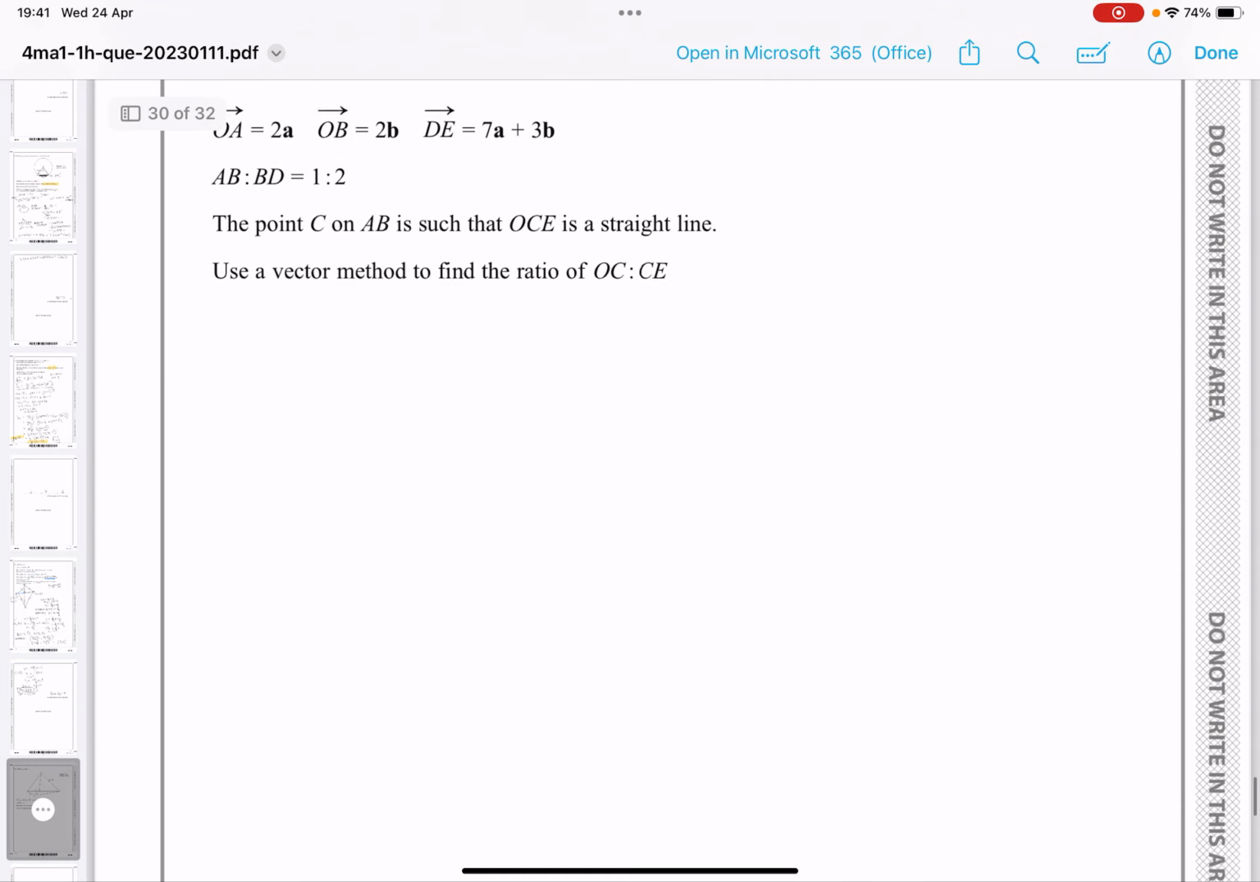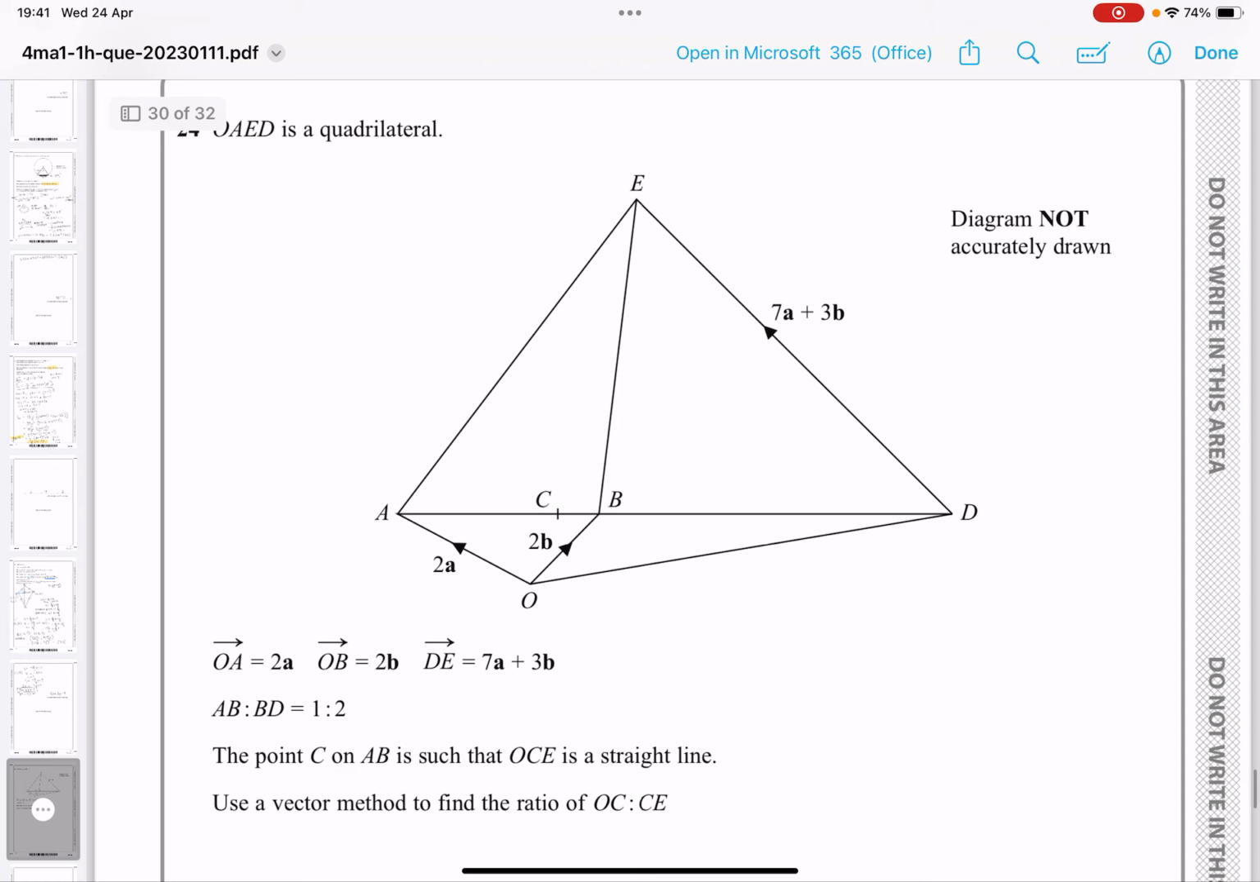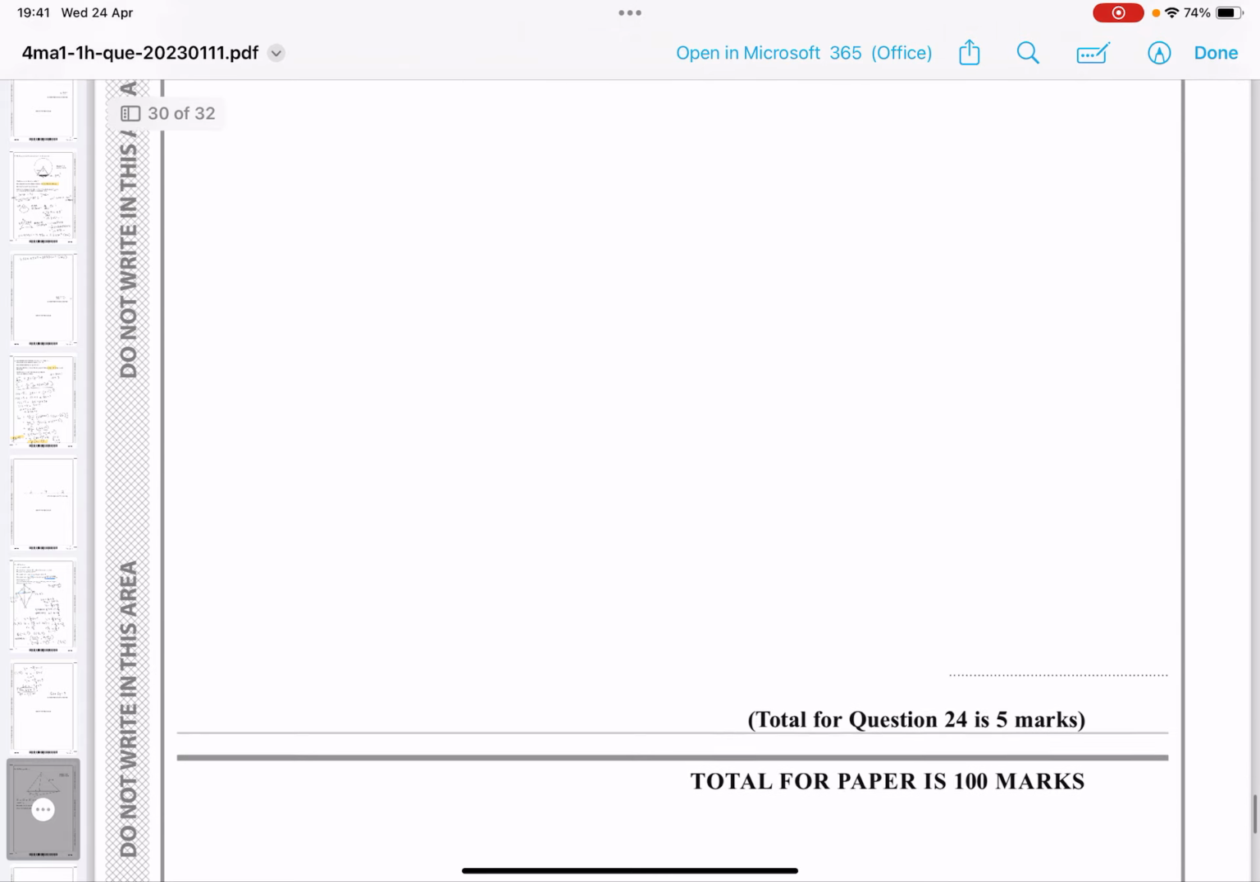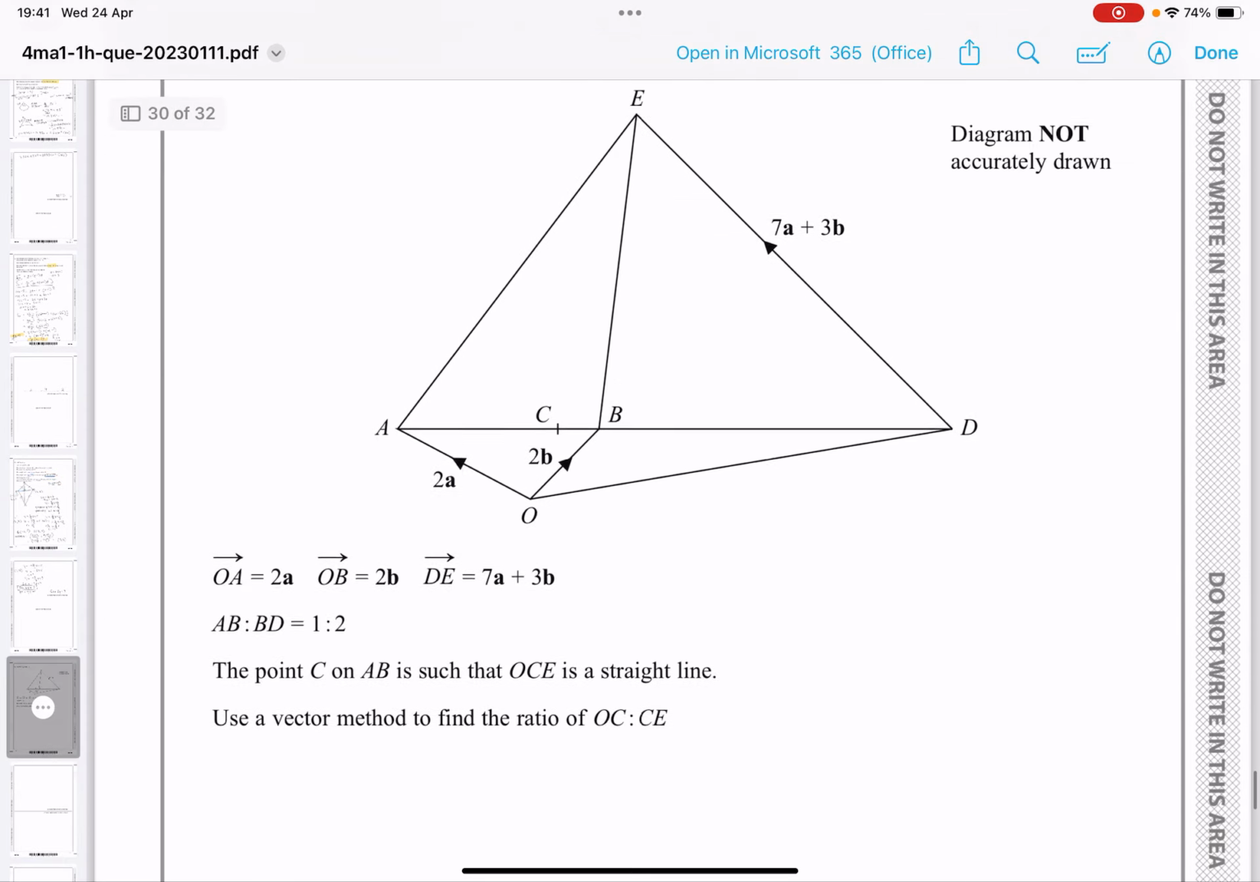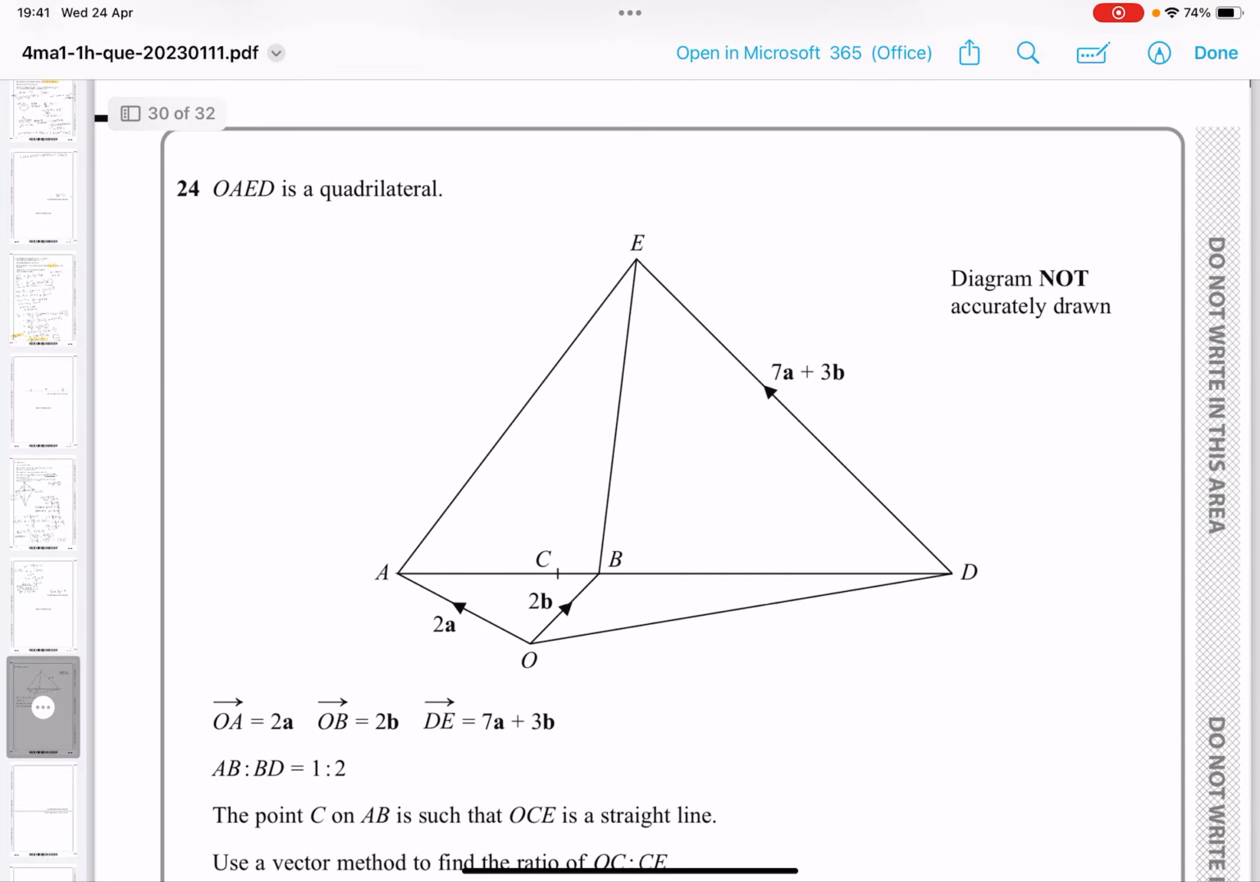Now, let's read the question. OAED is a quadrilateral. OA is 2a, so they've given us some vectors, and AB to BD is a ratio of 1 to 2. The point C on AB is such that OCE is a straight line. Use a vector method to find the ratio of OC to CE. These questions are worth quite a bit, 5 marks, but if you work out even some of the vectors, you'll get quite a few marks. So let's work out the vectors that we know. Then it'll be much easier to tackle.